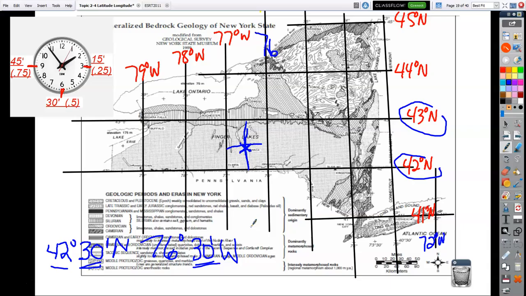Seconds, I wouldn't worry about seconds, because remember, a second is about 90 feet. You're not going to see seconds on this map. But at least do the minutes.